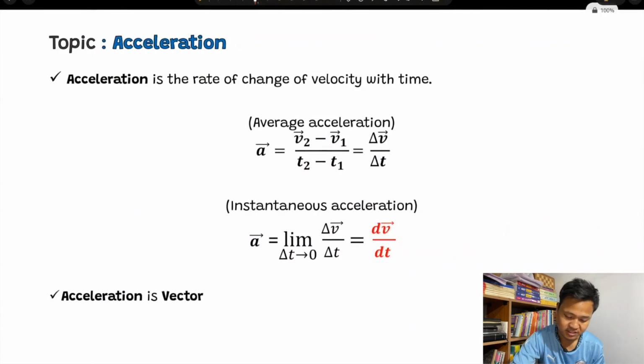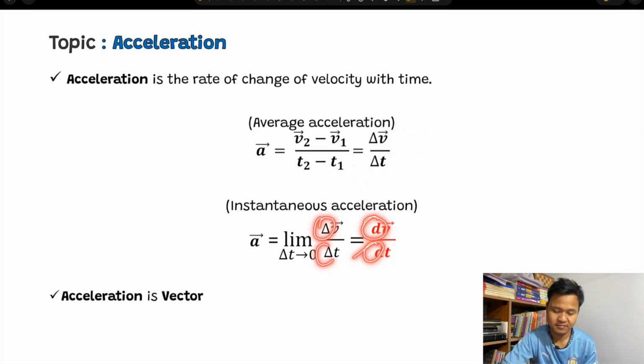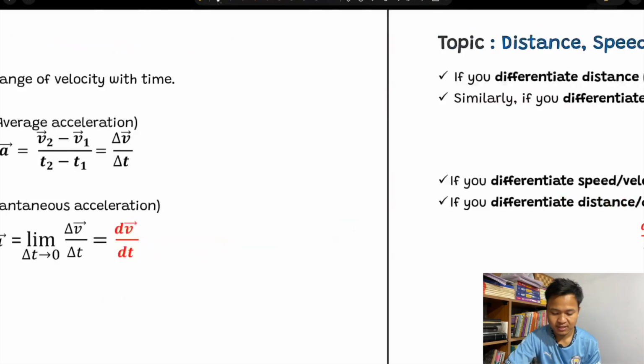And then you have acceleration. It is nothing but the rate of change of velocity with time, so v2 minus v1 by t2 minus t1, that is delta v by delta t. You can also write instantaneous acceleration. When you write instantaneous acceleration, you put small d in place of delta. Acceleration is a vector. Remember all these small things.